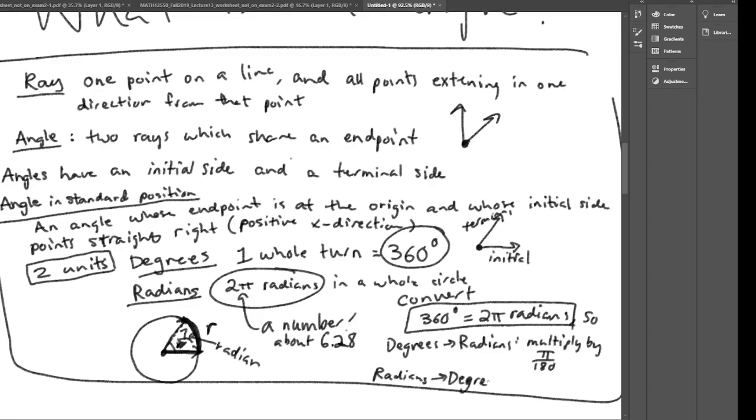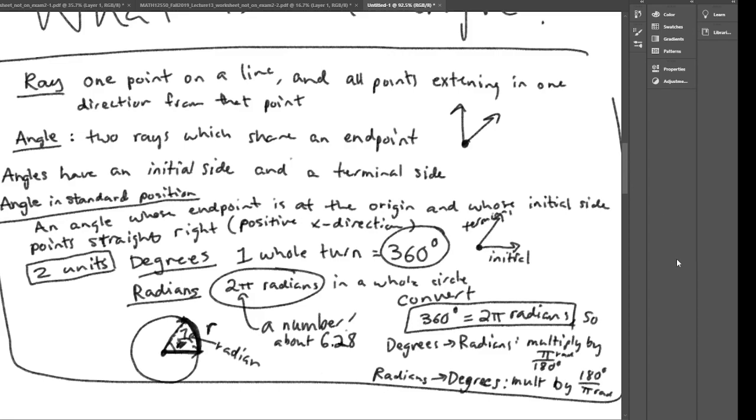You multiply by the reciprocal of that fraction. So you multiply by 180 over pi. And you can think about this as degrees here and this as radians up here. Does that make sense?